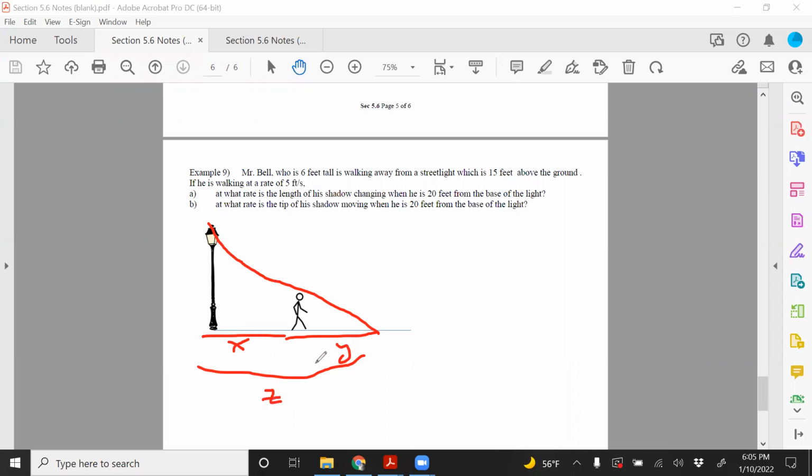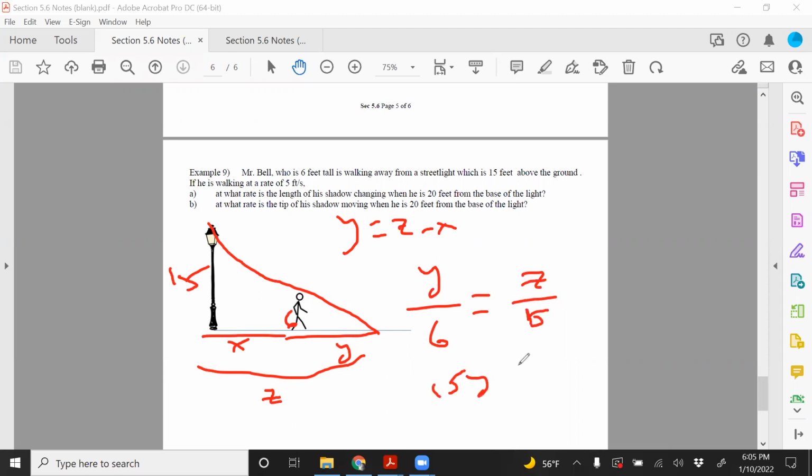And that's z. Okay. That's 6, and that's 15. So y I know is going to be z minus x. So let's do this again. Sorry, we'll do a do-over. So y over 6 equals z over 15. So 15y equals 6z. Or 15 times dy/dt equals 6 times dz/dt.